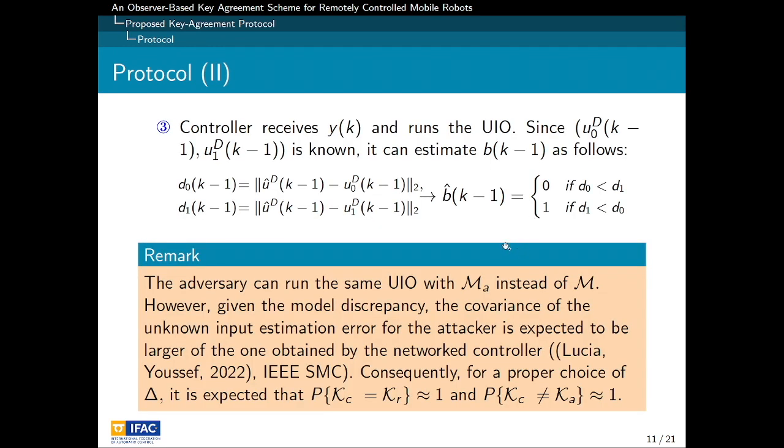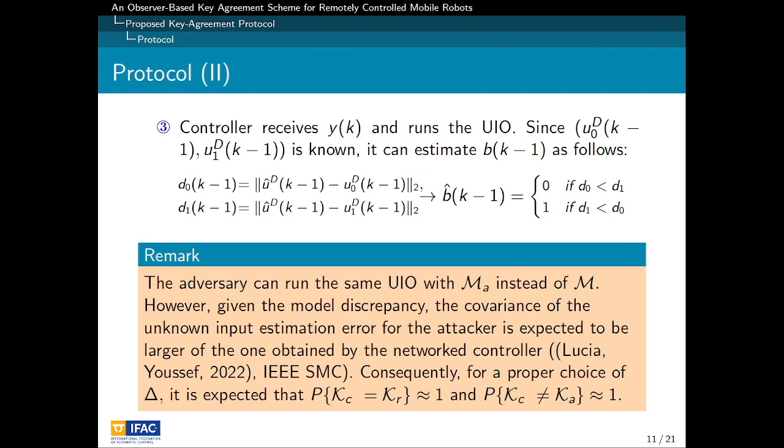After that, a controller will receive a sensor measurement YK at each time step and run the unknown input observer. The controller doesn't know the exact value of the selected bit, so it can only have an estimation of the selected bit by using the output of the unknown input observer.